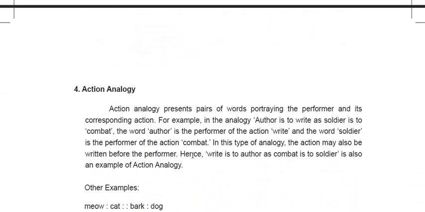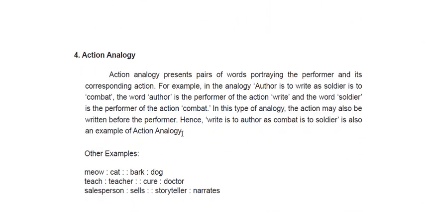Number 4, we have action analogy. So when we say action or action analogy, it presents pairs of words portraying the performer and its corresponding action. For example, author is to write, a soldier is to combat. So author is the performer in where he writes, and soldier is the performer in where he fights or combats.